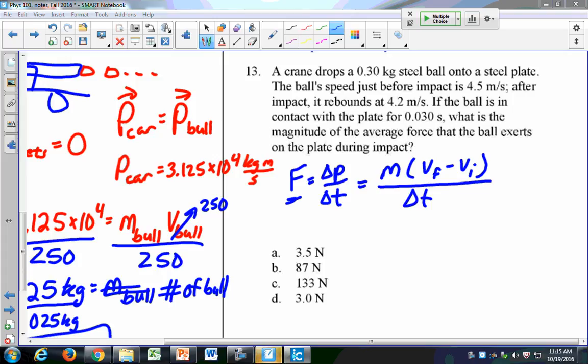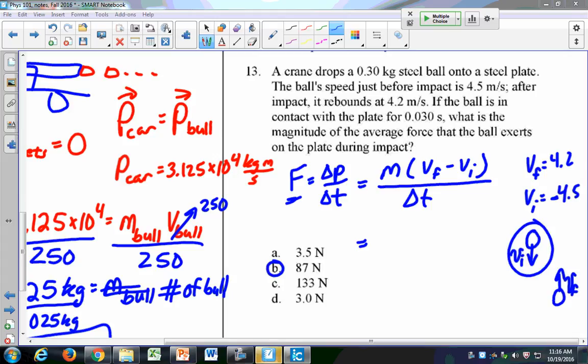And with my vf, this is where many of you are making a mistake, because you were putting D when really the answer was B. You are getting your signs incorrect. You're right to say that vf equals 4.2, but you were saying that vi was equal to 4.5, when in fact vi is negative 4.5. Imagine this ball going down with vi, and then it bounces up and has vf. So vi will be negative because it's down. My mass is 0.3 kilograms, vf is 4.2 minus negative 4.5, divided by my time, which is 0.03 seconds, and that gives me 87.